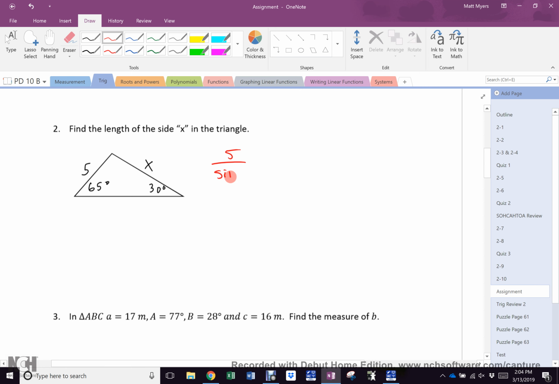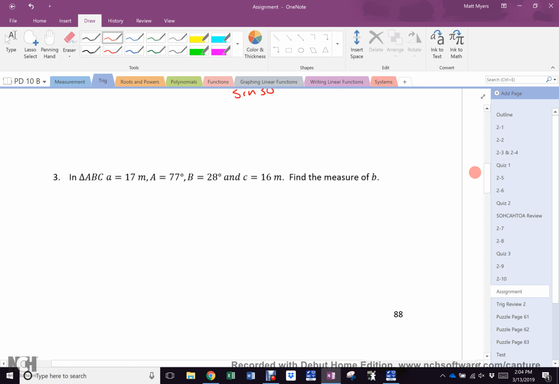5 over sine 30, because there's a pair, equals x over sine 65. 5 sine 65 divided by sine 30 equals x. And you will tell me an answer in a moment.